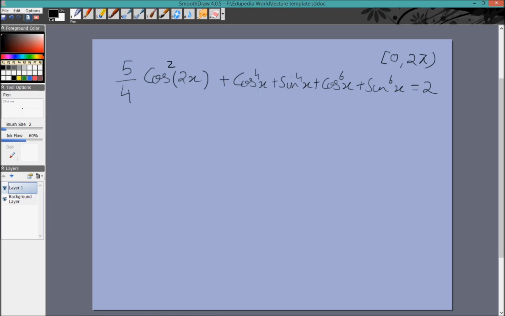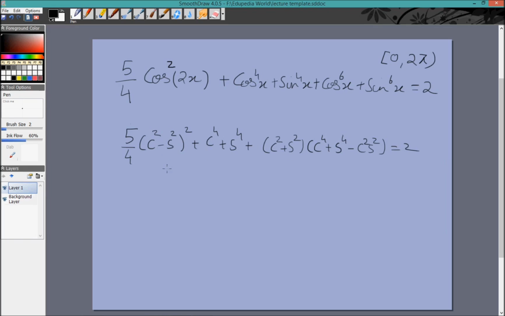And for the sake of clarity, now every time I have cos x, I'll write c and sin x will be s. Right, so we get 5/4 times (c² minus s²) whole squared plus c⁴ plus s⁴ plus, for these two I'll use the formula for a³ plus b³, that is (a plus b) times (a² plus b² minus ab). This is 2. Right, now c² plus s² becomes 1.